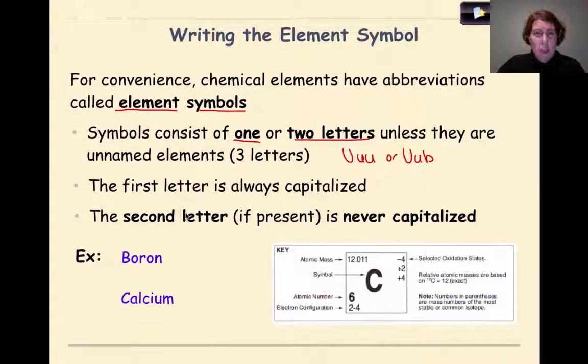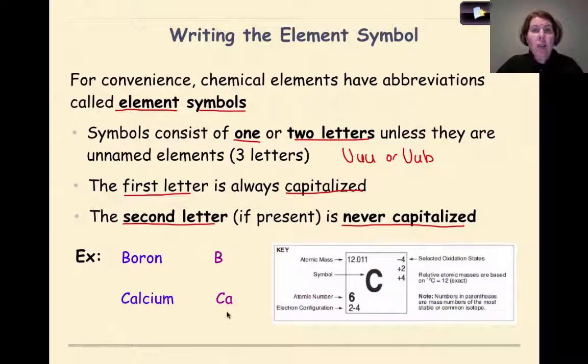Now, when you write these element symbols, the first thing that you have to remember is that the first letter is always capitalized, and the second letter, if there is one, and sometimes there is and sometimes there isn't, but if there is a second letter, it is never capitalized. So let's look at two examples, the first one being boron, which is a capital B, and calcium, which is a capital C and lowercase a.